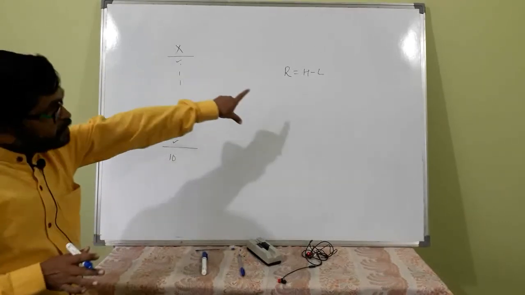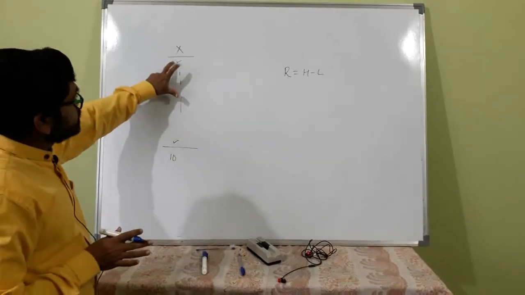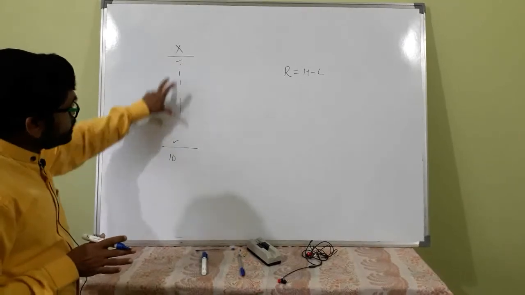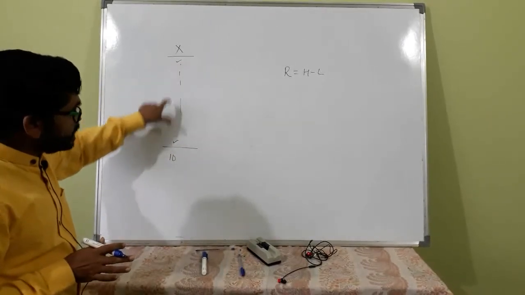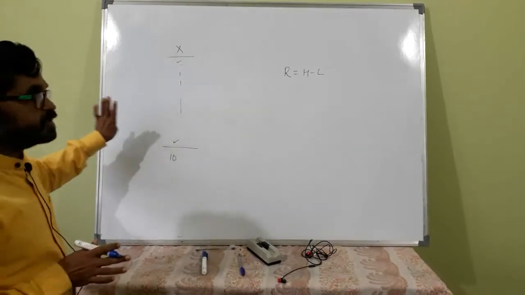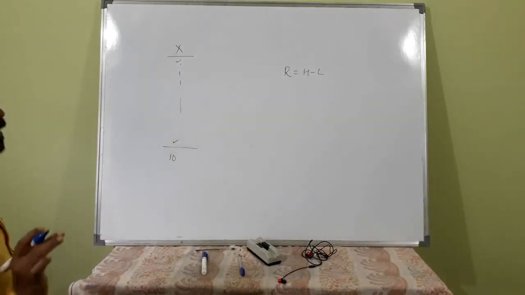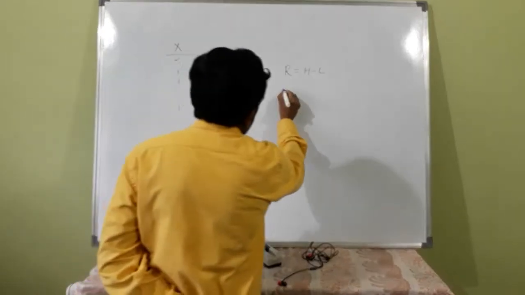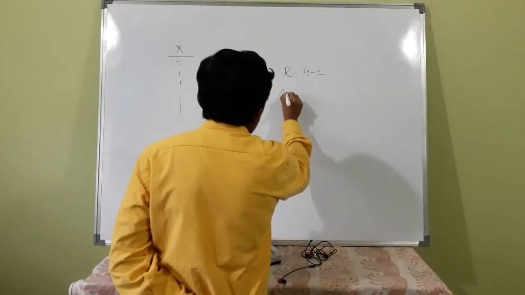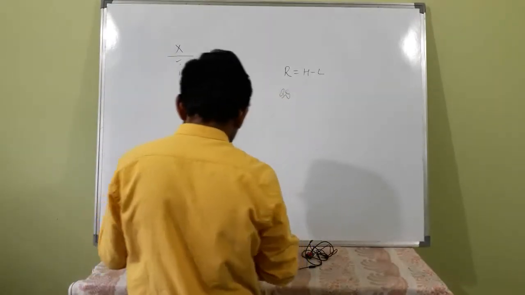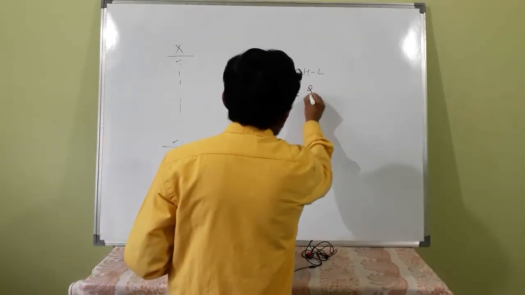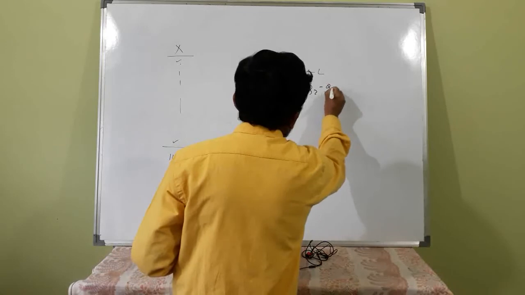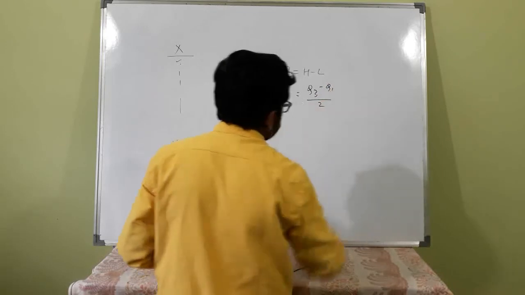In range we are considering only the highest value and the lowest value. We are neglecting all other values. The remaining 8 values we don't consider at all. Another method of variation is quartile deviation. That means here we are considering Q3 minus Q1 divided by 2, isn't it?